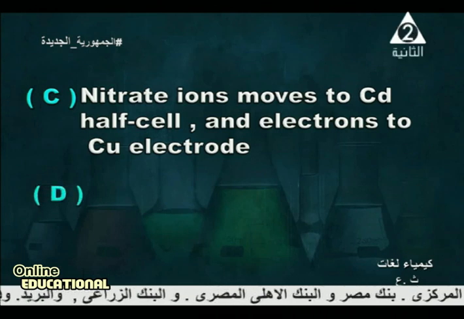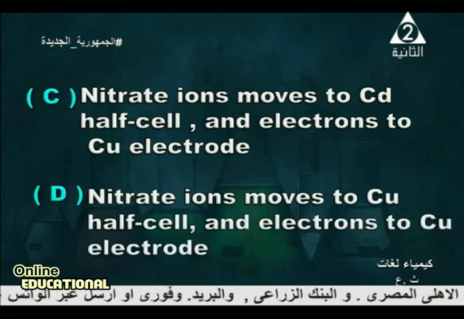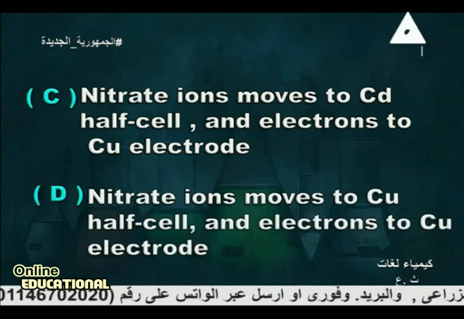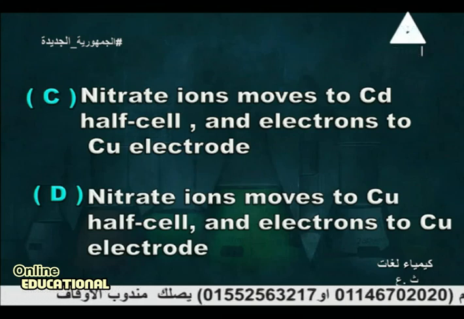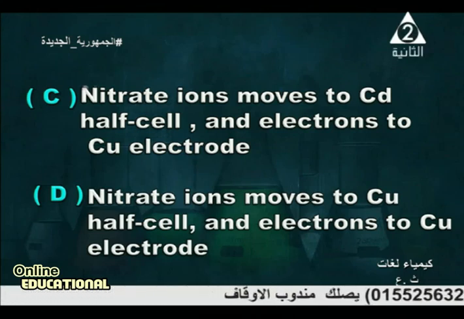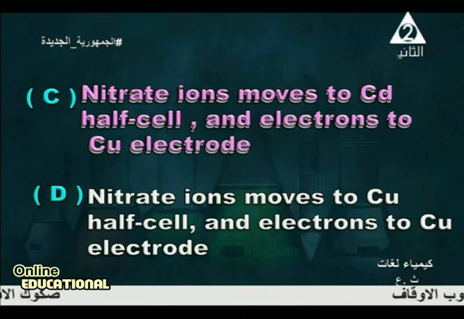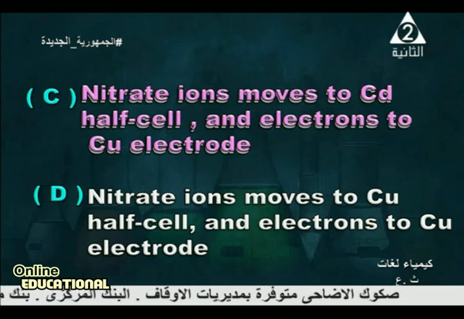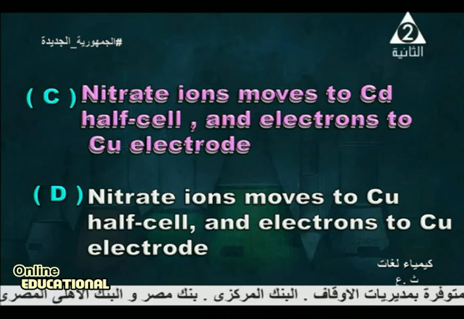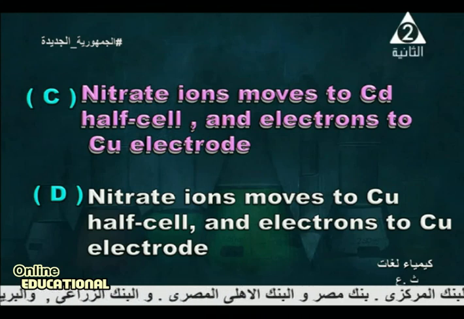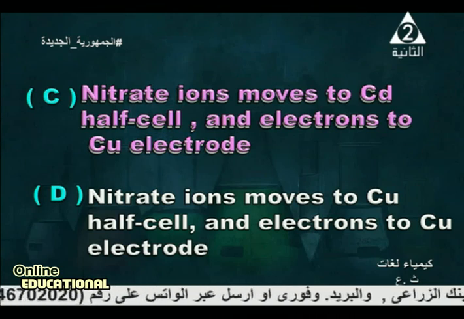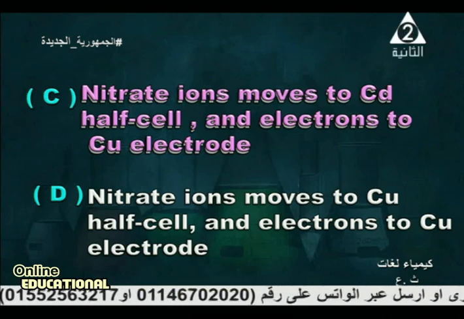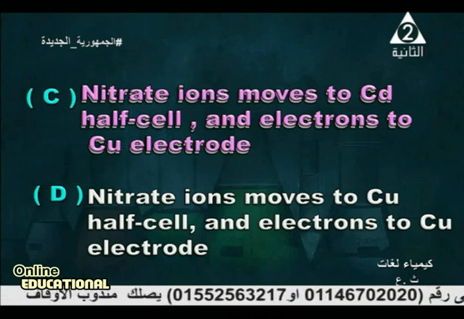For the last one, nitrate ions move to the copper half cell and the electrons go to the copper electrode. You want to know? Yes, we know. Nitrate ions move to the cadmium half cell. Nitrate, yes, travels to cadmium. In this case, it means electrons of copper are collected in the copper electrode.